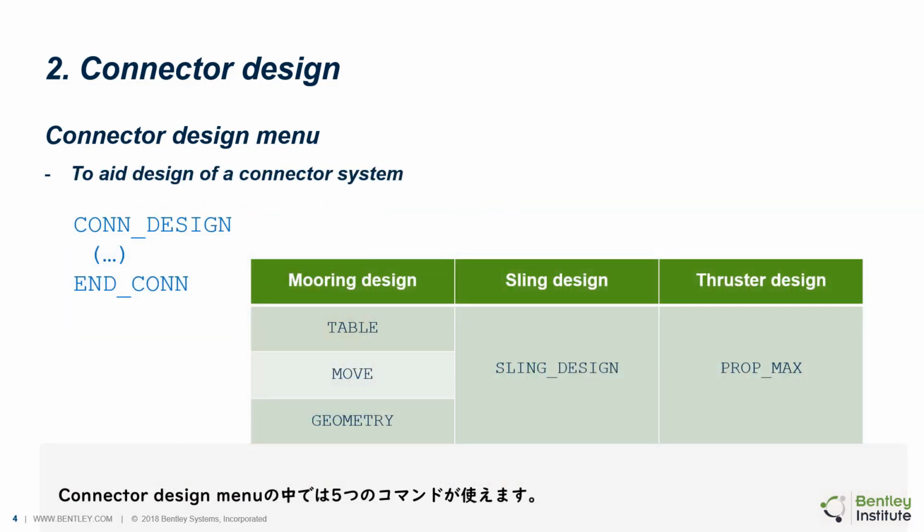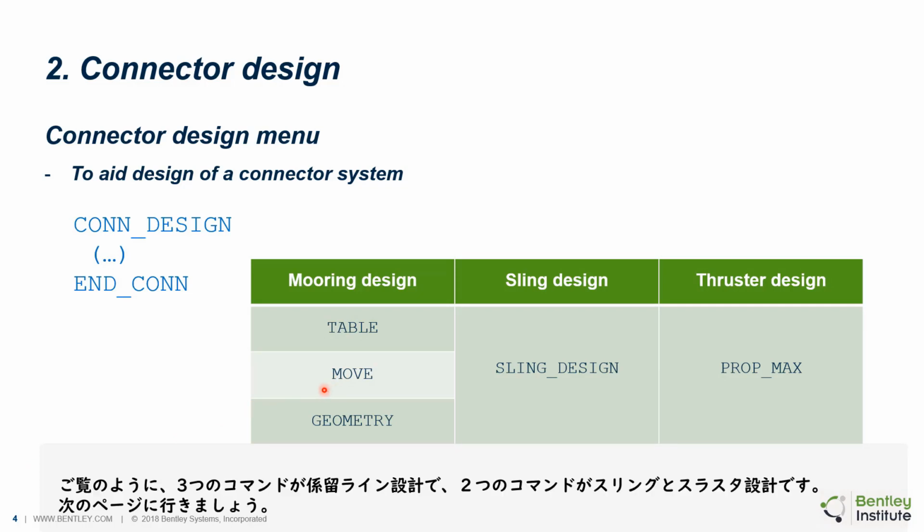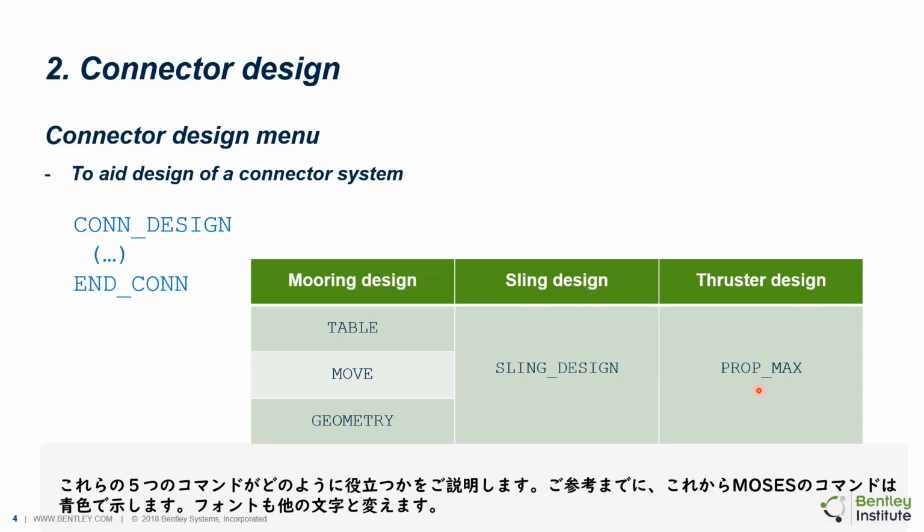Five commands are available inside this connector design menu. As you see, three commands for the mooring line design and two commands for the sling and thruster design. Let me explain how these five commands can help us. For your reference, from now on, MOSES commands will be written in blue text, and as you see, their font is different from other regular text in black.